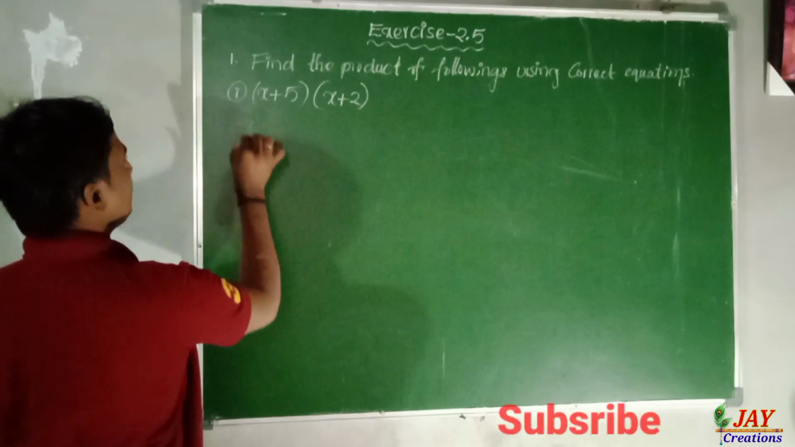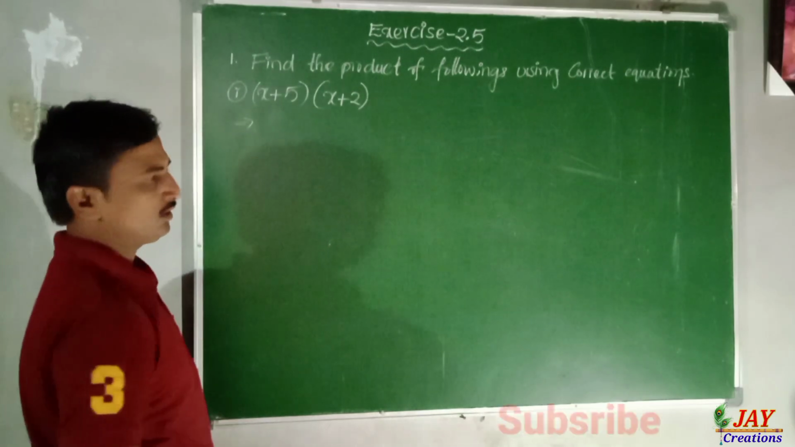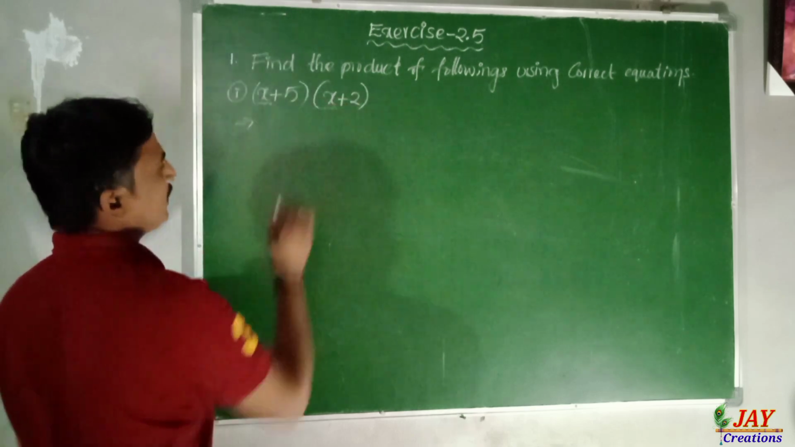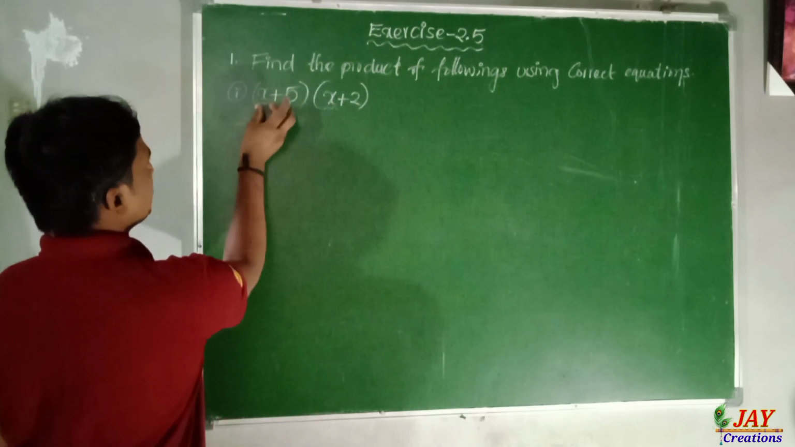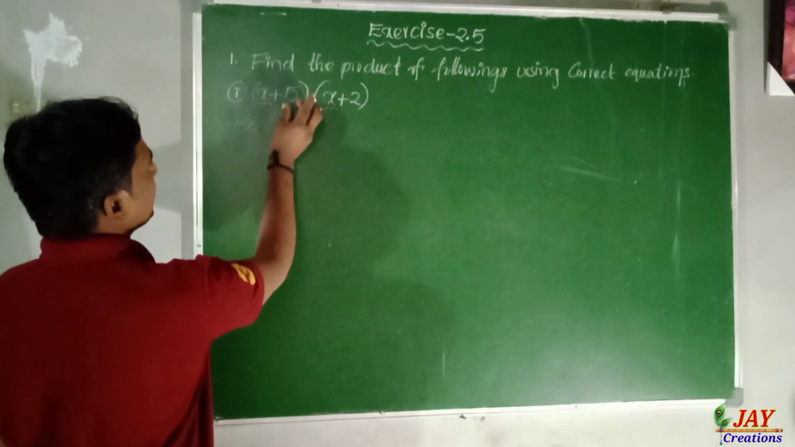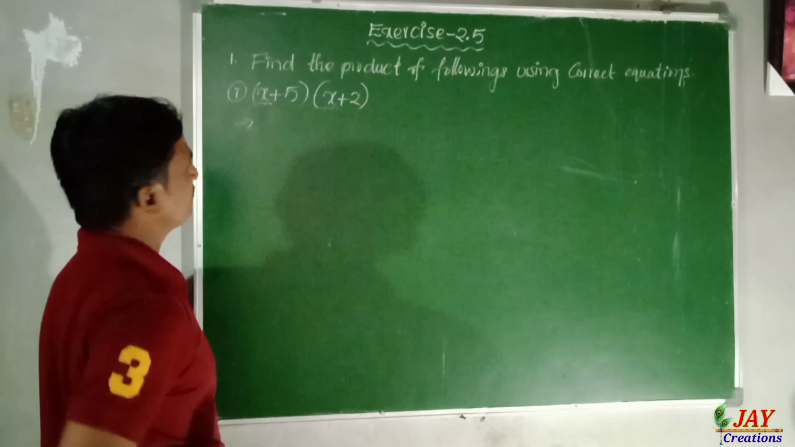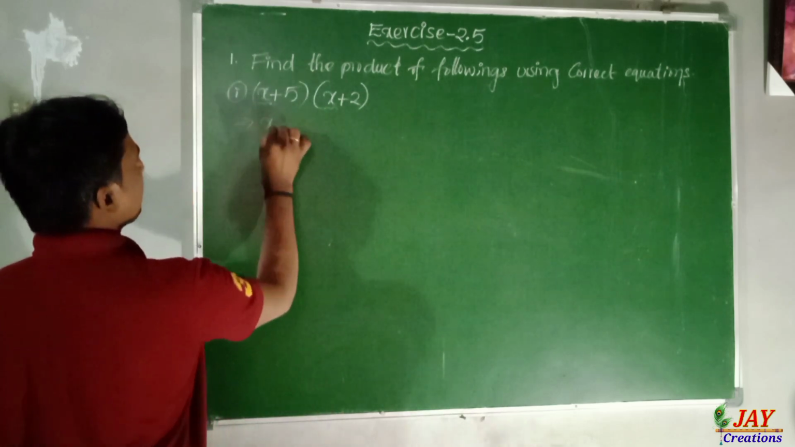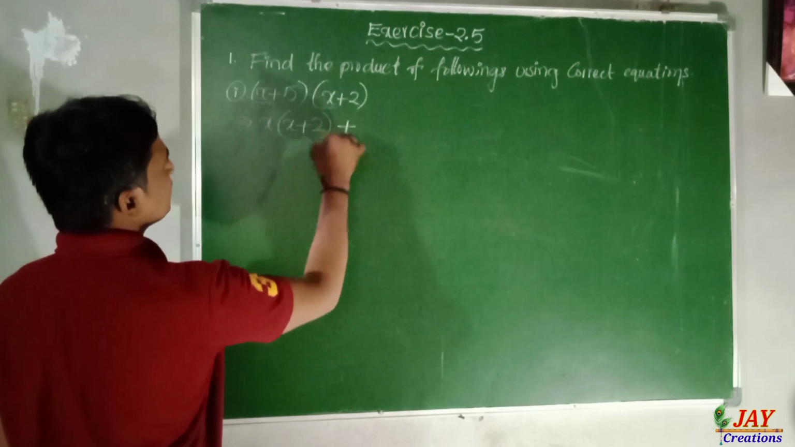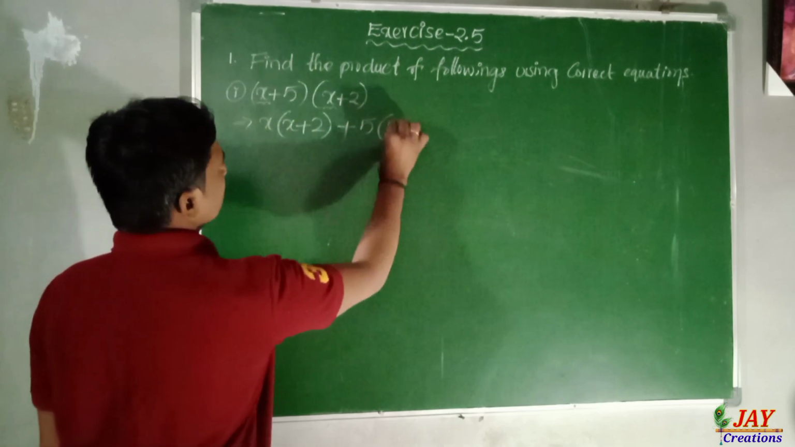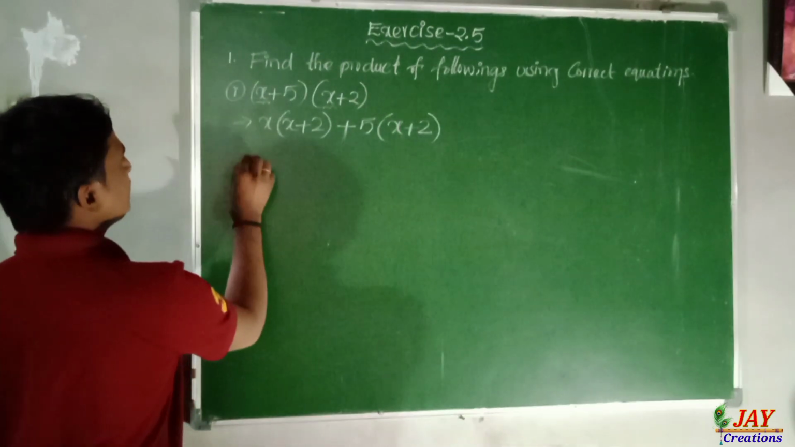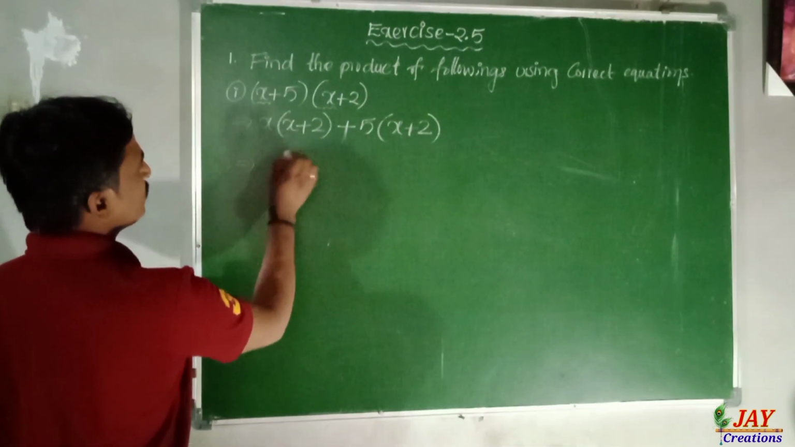So first we will multiply x with the total x + 2, and next 5 multiplied with x + 2. So first we will multiply x into (x + 2) plus 5 into (x + 2). So now we will go forward. This is a distributive property.